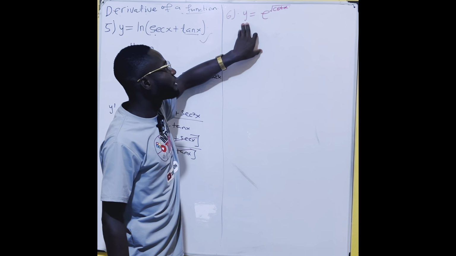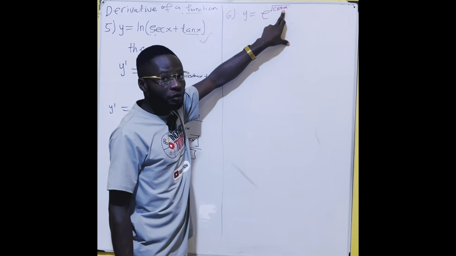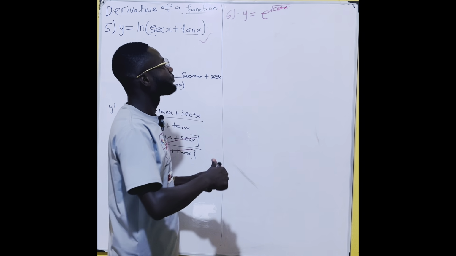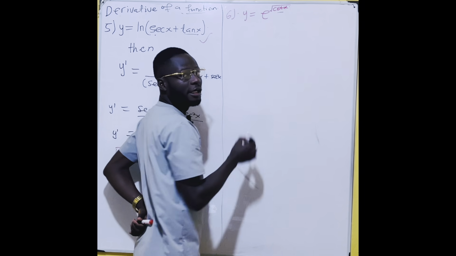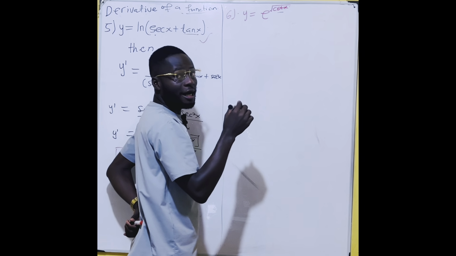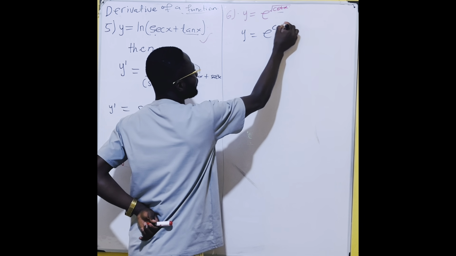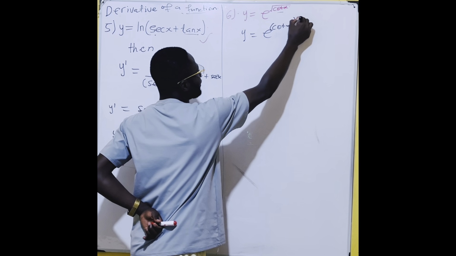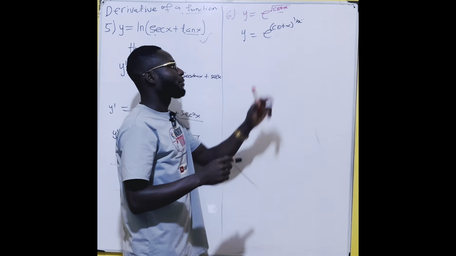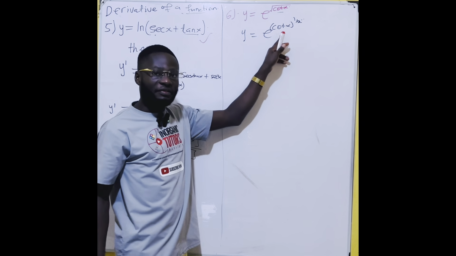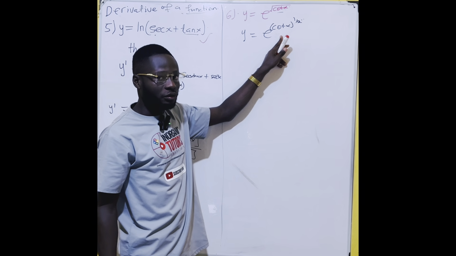We want to differentiate y equals e exponent square root of cot x. So first of all, let's change the square root into a half. So we have y equals e exponent cot x exponent half. And from here, we cannot differentiate this directly. We have to apply the natural log to both sides.